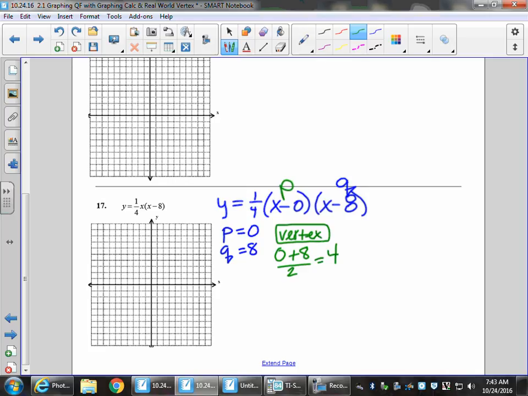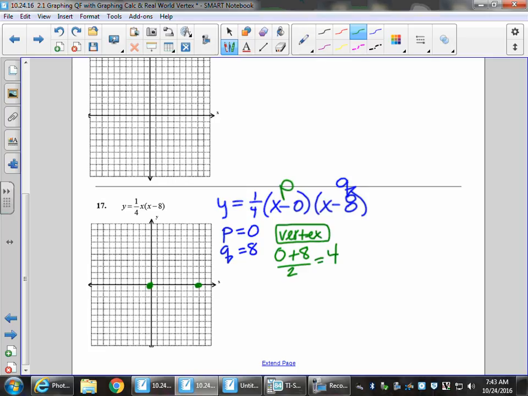Let's reason on why this makes sense. What does 0 and 8 represent again? Yep, and where would that be on the graph? Which points? The x. What's the name of this form again? Intercept form. So 0 and 8 are my x-intercepts. So I have an x-intercept at 0. 1, 2, 3, 4, 5, 6, 7, 8.